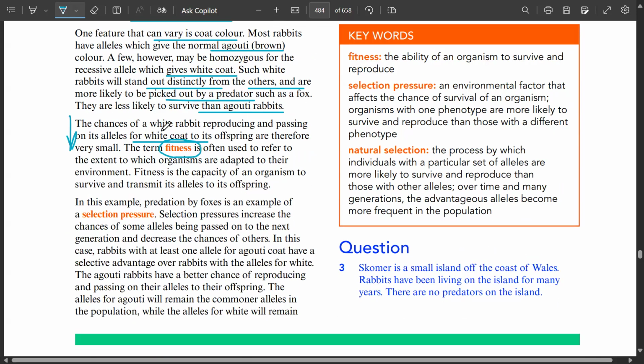ये फिटनेस बायो में अलग चीज है, दूसरी अलग चीज है. फिजिकल एक्टिविटी फिटनेस नहीं. This is fitness used to refer to what extent to which organisms are adapted to their environment. Fitness is the capacity of an organism to survive and transmit its allele to its offspring, कि वो survive भी करे और वही अपने वाले alleles आगे अपने offspring के अंदर भी transfer करे.